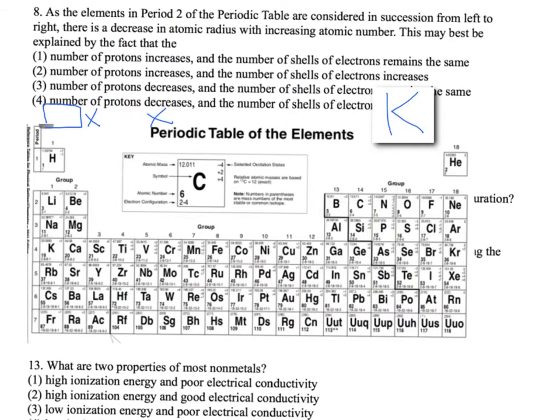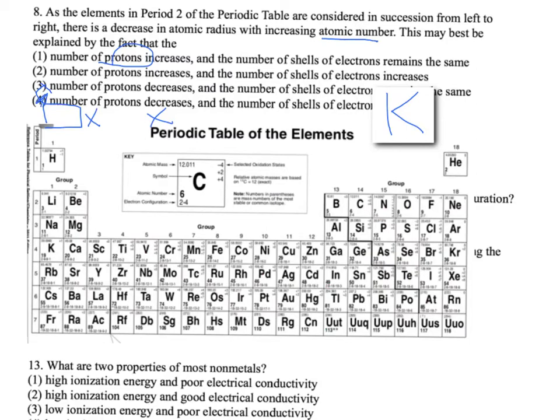Question number 8, we're asked to evaluate period number 2. This is period number 2 from lithium through to neon, considered from left to right. We're asked to just explain the periodic trend. They give us a lot of data about the atomic radius decreasing and the atomic number increasing, but why? So we're asked in terms of protons. Remember that protons are the same thing as the atomic number. So we can see here that the protons, the atomic number, is increasing. That will eliminate choice 3 and choice 4.